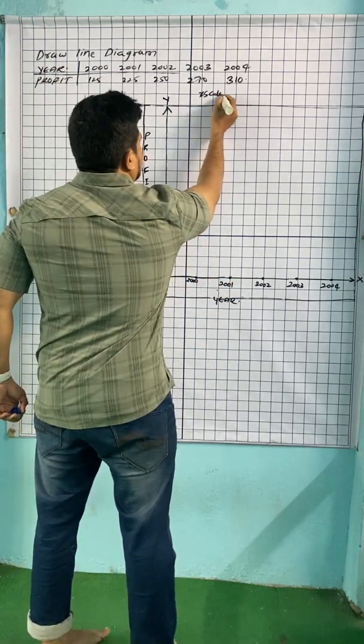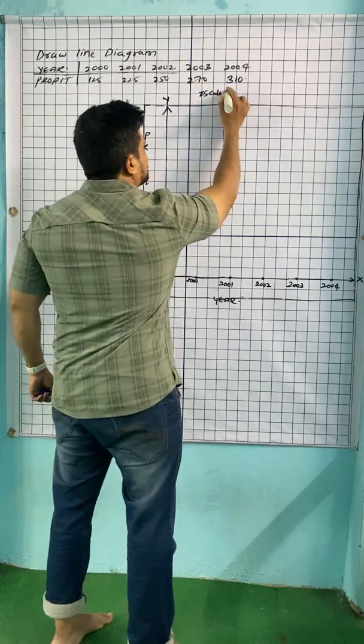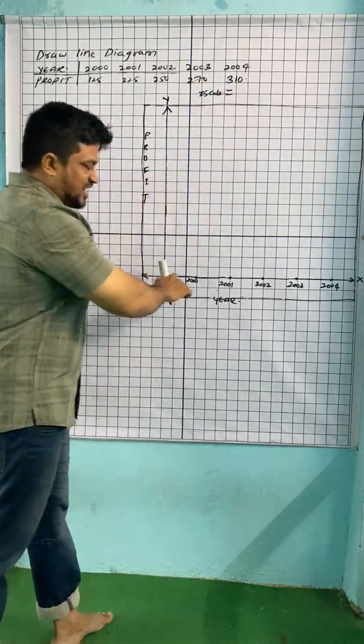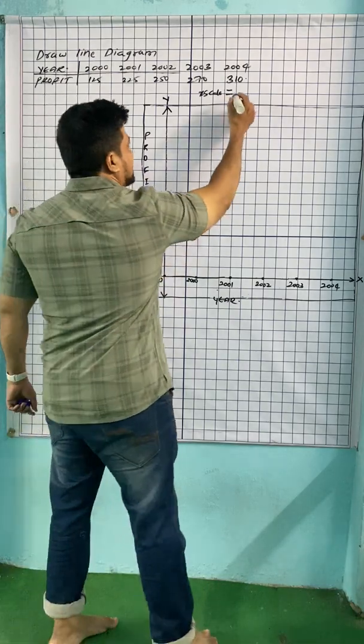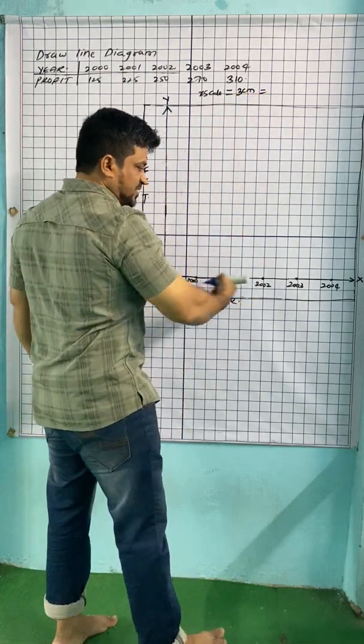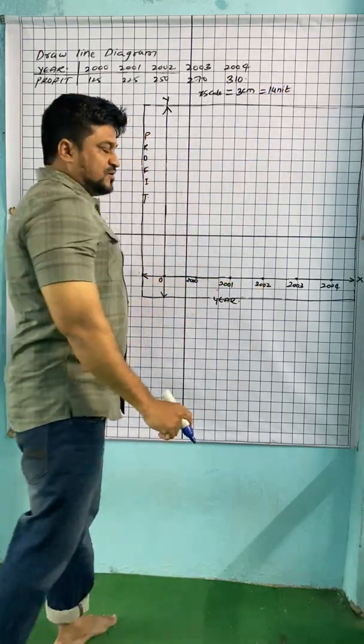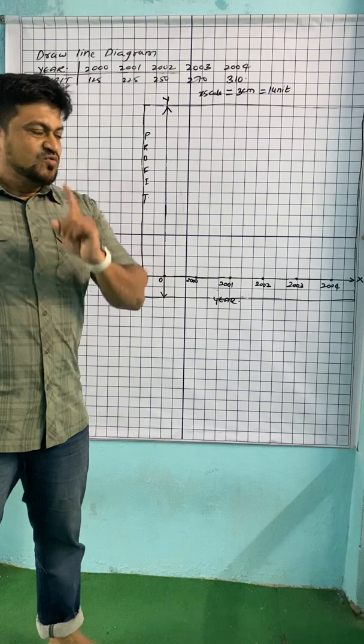X scale. On the top of the graph you can write X scale equals how many boxes we are leaving? 3 boxes we are leaving. 3 centimeters equals the difference between them, 1 unit. 3 centimeter equals 1 unit.